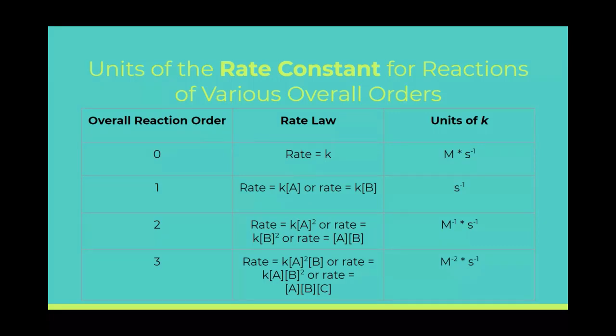So starting at reaction order of 0, you'll have molarity times per second, so M stands for molarity, times second to the -1. As you increase your reaction order by 1, you're going to divide those units by molarity. Notice how it goes from molarity times per second to just per second to per molarity times per second to molarity to the -2 times per second. That was the main takeaway for that.